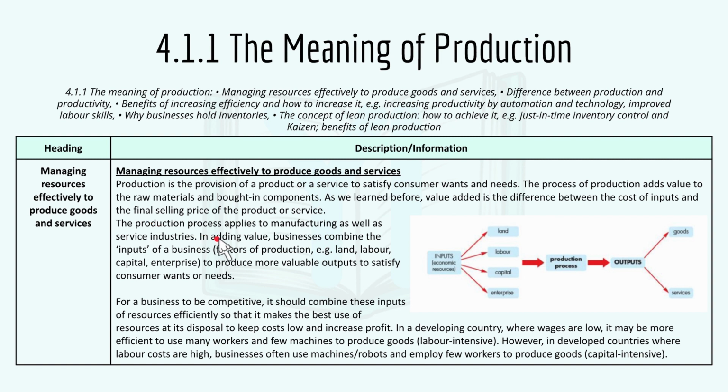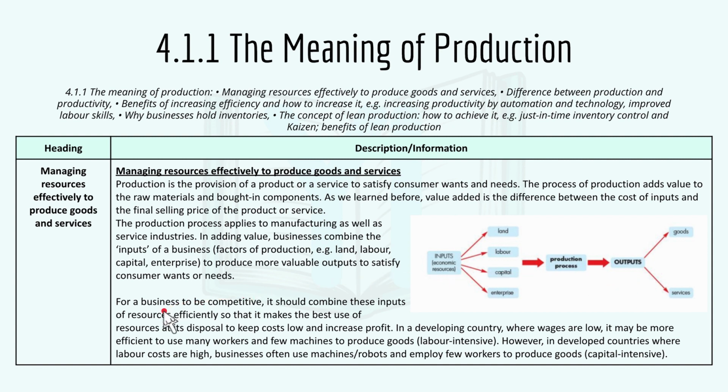The production process applies to manufacturing as well as service industries. And in adding value, the businesses combine the inputs of a business, for example, the factors of production like land, labor, capital and enterprise, to produce a more valuable output to satisfy consumers' or customers' wants and needs. And here's just a diagram to demonstrate what I said. The inputs, the production process, and the outputs.